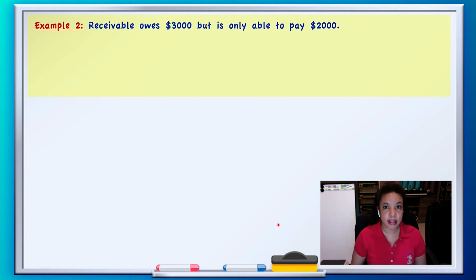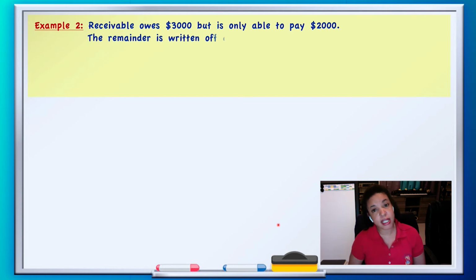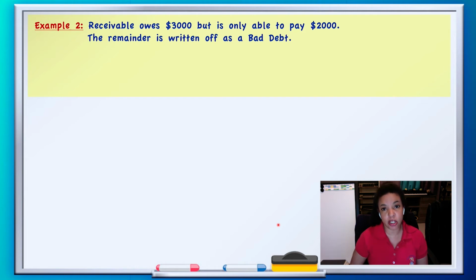In this case, he's actually able to pay something. He's able to pay $2,000. So he can pay that. But what happened to the remainder, the $1,000 that he cannot pay? We will just, as the business, decide to write off that amount as a bad debt. So basically, we have three things that happen there.